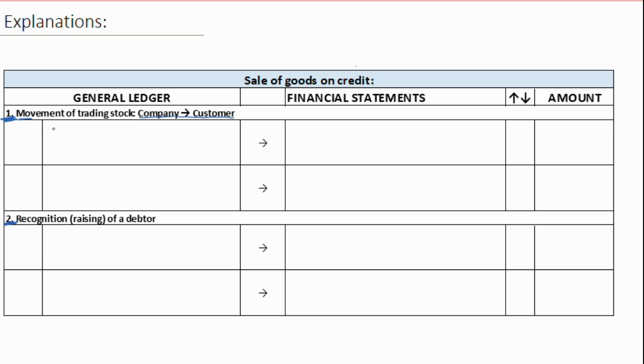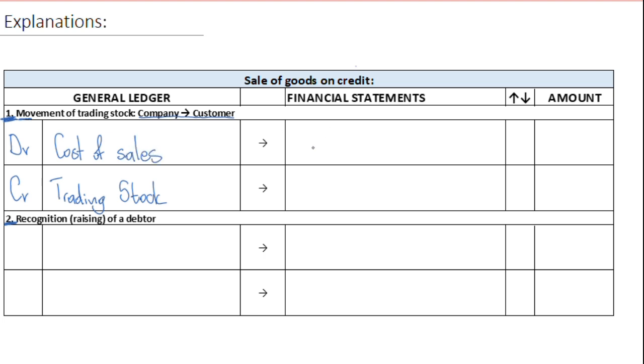The trading stock account is an asset account. Assets decrease on the credit side. So to transfer the cost of the stock sold out of the trading stock account, we credit the trading stock account. Cost of sales is an expense account and expenses increase on the debit side. So to transfer the cost of goods sold to the cost of sales account, we debit the cost of sales account.